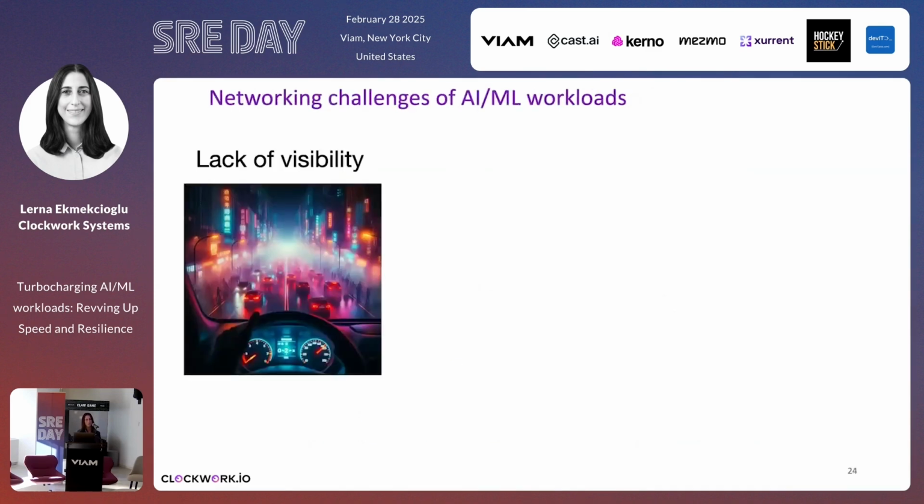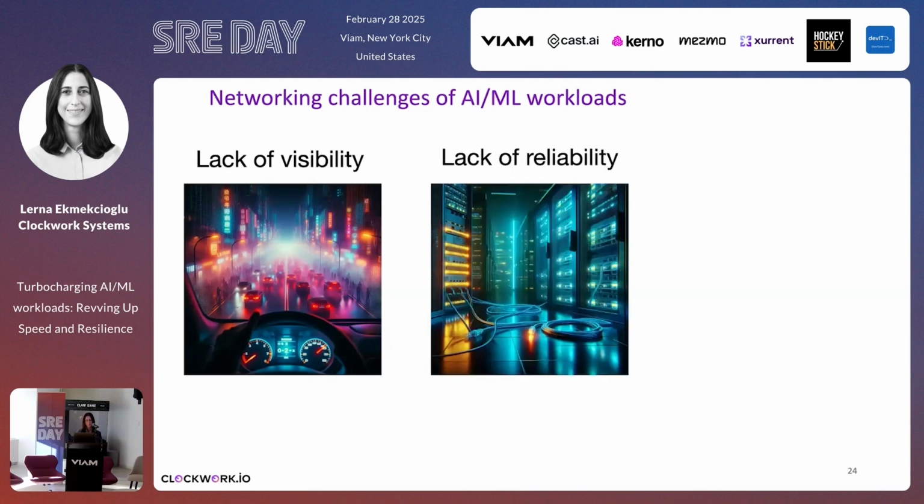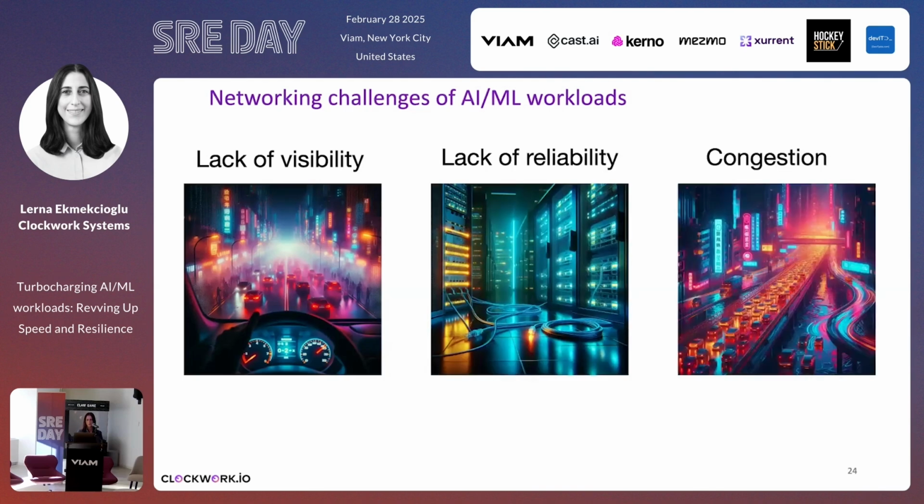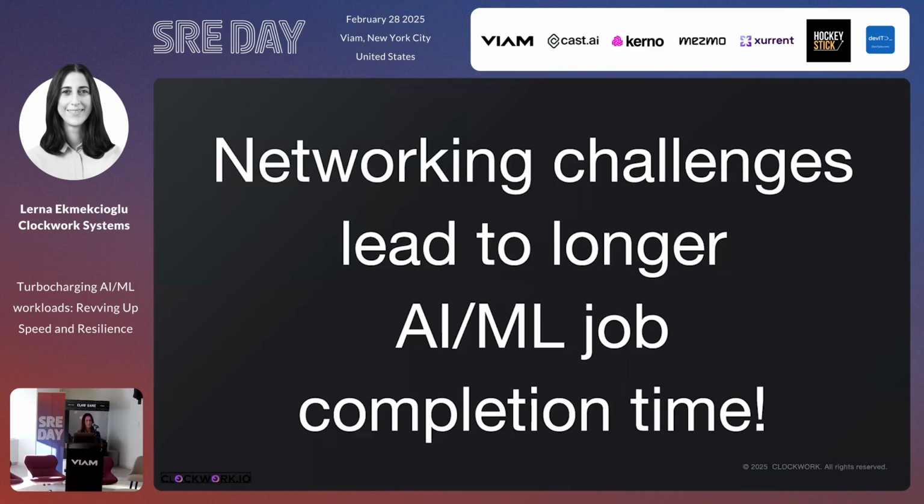When we talk to the GPU cloud operators and their customers, we hear these are the top 3 networking challenges that they face. So the first one is lack of visibility, then lack of reliability, and congestion. So I want to go through each one of these and then talk about a solution for each, and then I'll have a demo at the end. And these networking challenges together lead to longer job completion time for AI/ML workloads.